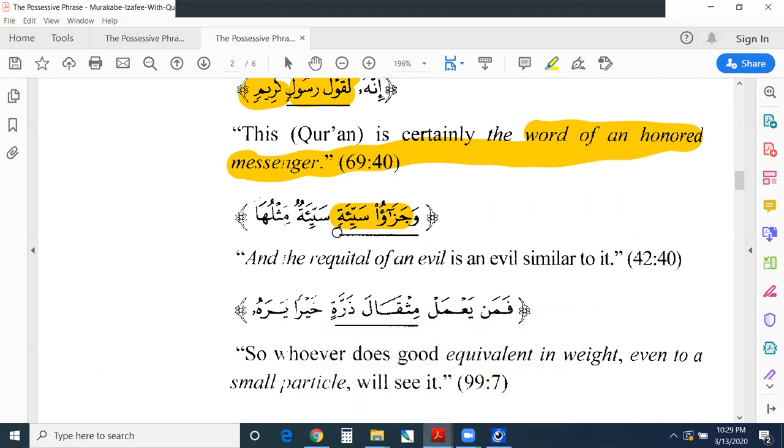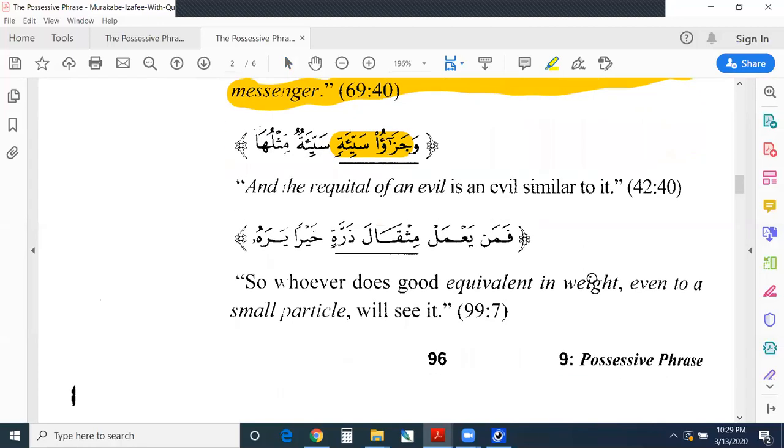Right away, look for the kasra, because you know that the mudaf will have the kasra. And the requital of an evil is an evil similar to it. Fa man ya'mal mithqala dharratin khayran yara. Mithqala dharratin is a mudaf. Dharratin is the mudaf ilay. Meaning, even to the weight of a small particle. Dharra is the small particle, and mithqal is equivalent in weight.